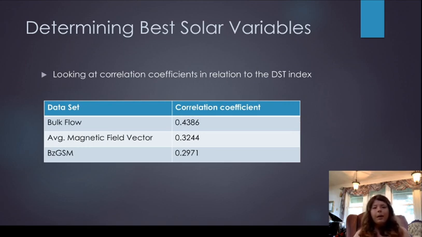These turned out to be bulk flow, the average magnetic field vector, and BZ-GSM. The results that we found for the correlation coefficients on these are on screen. For bulk flow, we can see a moderate linear relationship to the DST index. But for average magnetic field vector and BZ-GSM, we only have a slight linear relationship to the DST index.